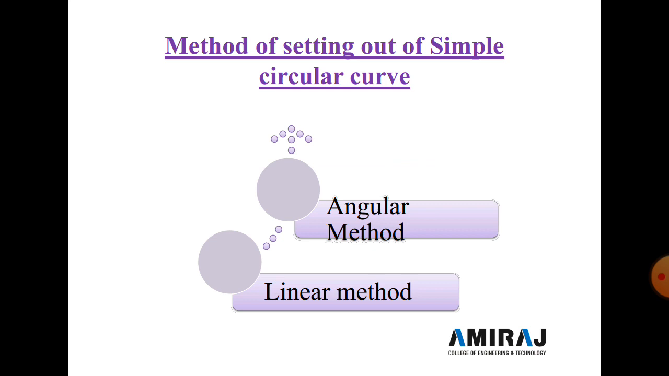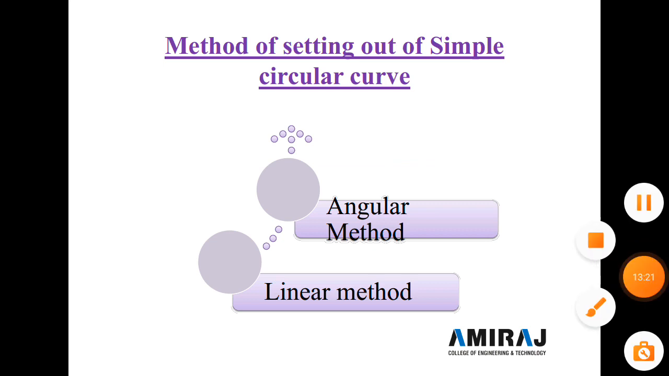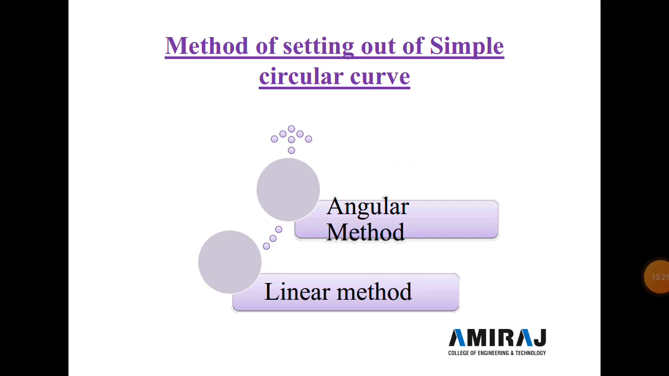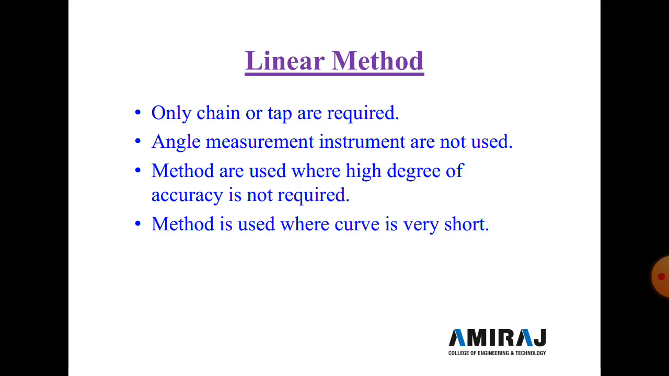Now next we start the methods of setting out a simple circular curve. Here there are two main methods, the angular method and the linear method. So, methods of setting out a simple circular curve. First we start with the linear method.